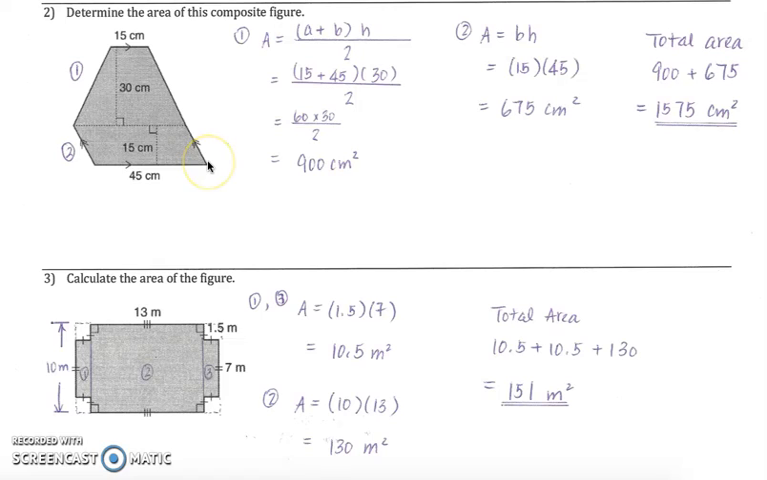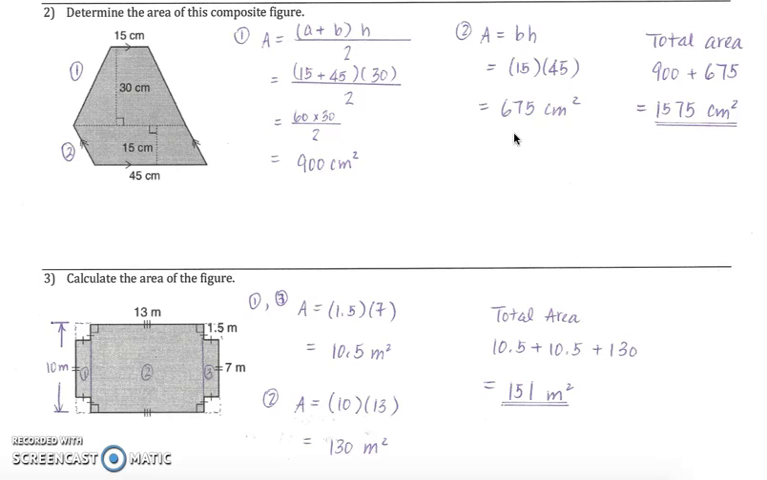To calculate the area of the bottom parallelogram, you will multiply the base times the height. So the base is 45 centimeters long. The height is 15 centimeters long. Using your calculator, this gives you 675 square centimeters.